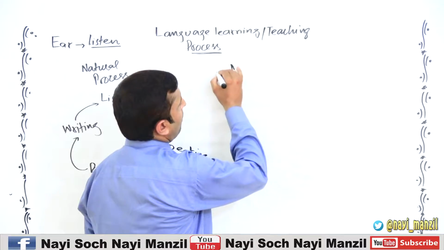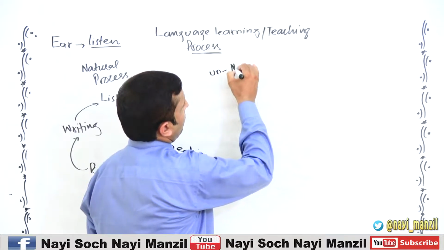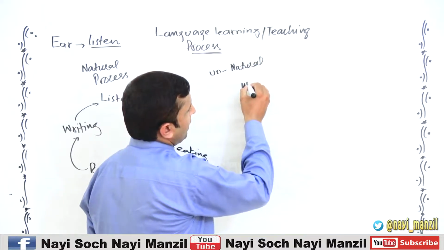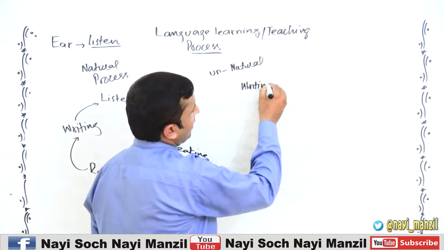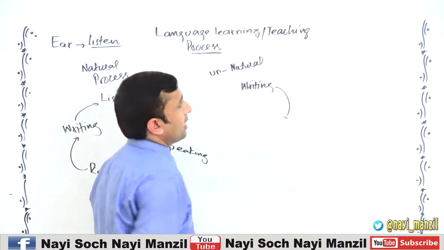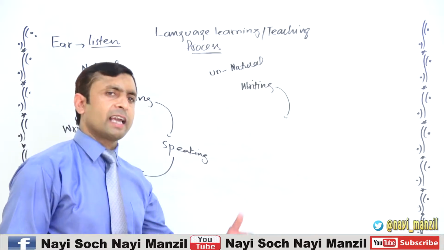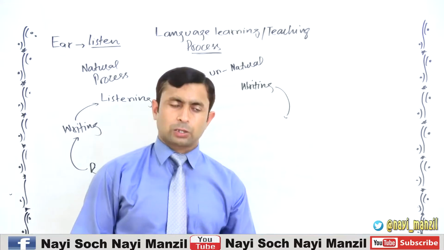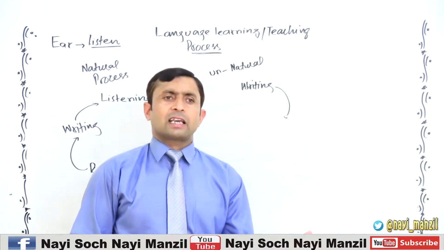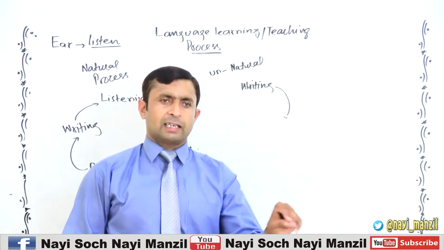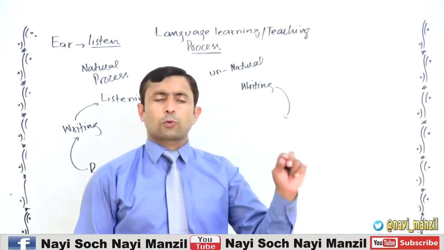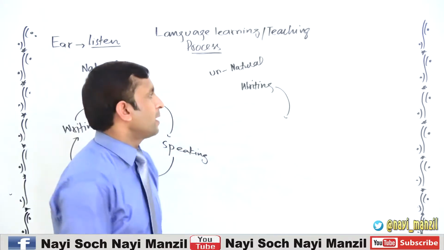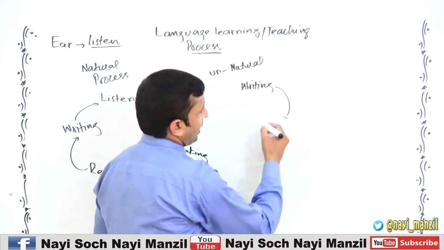Actually, we adopt an unnatural way. And what is that unnatural way? We start from writing. Anyone can look at his or her own context of learning. Learning starts from writing in our context. This is the problem when a learner goes to school. On the very first day, in the very first class, a student is forced to write something, A or a, 1 or something like that, alphabets of the language.